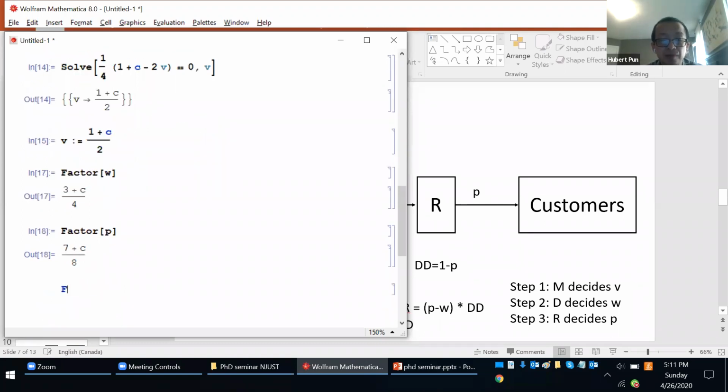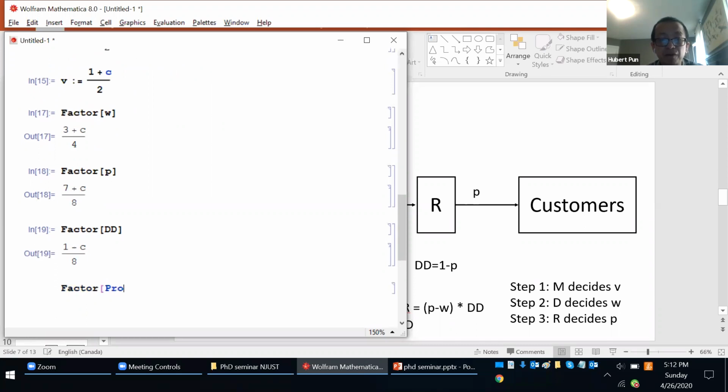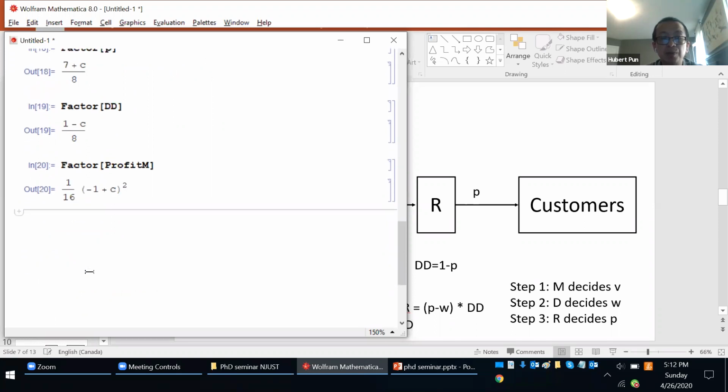Let's look at demand. Under this situation, the demand would be 1 minus P, which then becomes 1 minus C divided by 8. And let's look at the profit. The profit of the manufacturer would be something like that. Remember that C has to be between 0 and 1. So this is basically 1 minus C squared divided by 16.